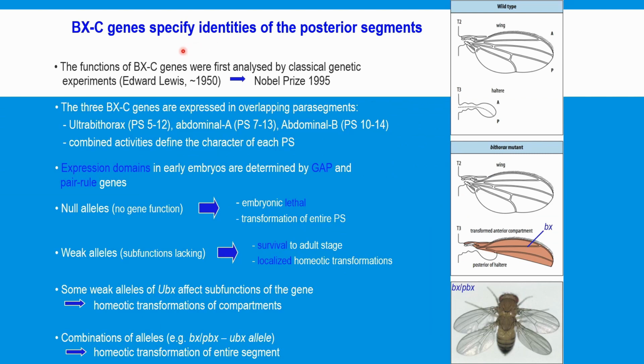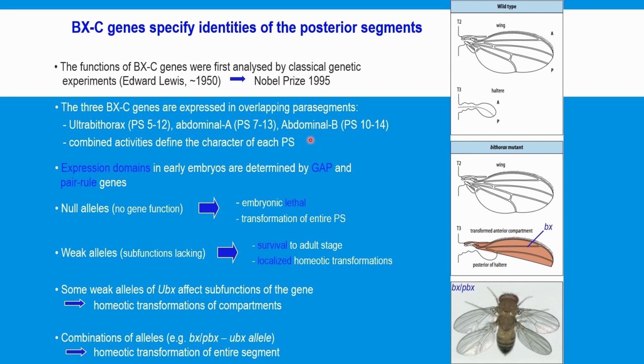So the bithorax complex genes were first studied by classical genetic experiments done by Edward Lewis, and he received the Nobel Prize for this in 95 together with Nüsslein-Volhard and Eric Wieschaus. And he was able to show that there are 3 bithorax complex genes expressed in overlapping parasegments, where Ultrabithorax was expressed in parasegments 5 to 12, abdominal A in parasegments 7 to 13, and abdominal B in parasegments 10 to 14. And it was their combined activities that defined the character of each parasegment.